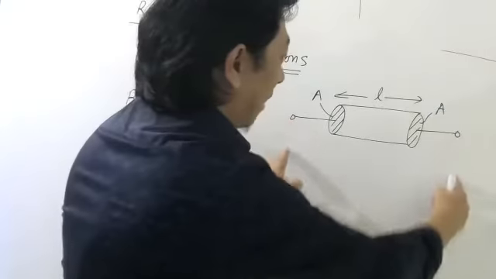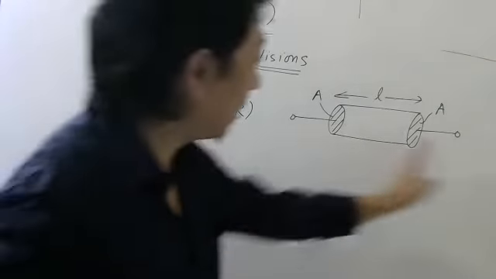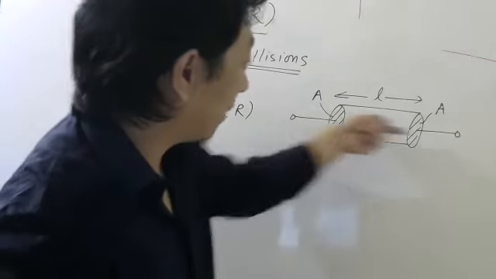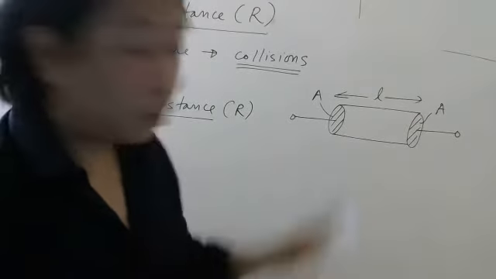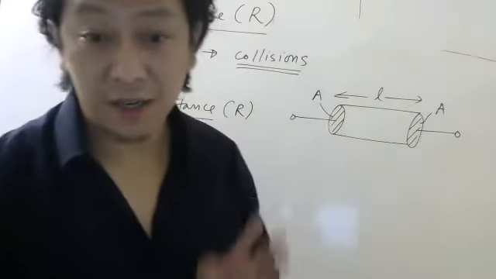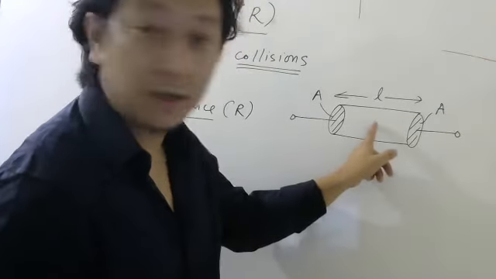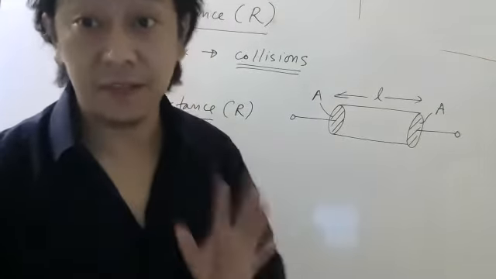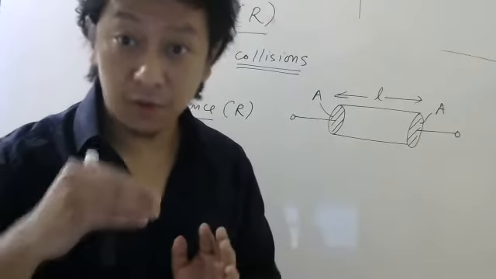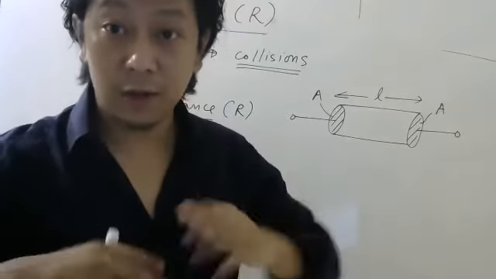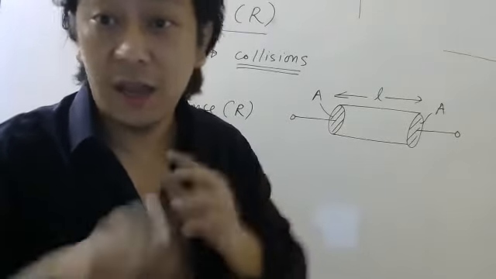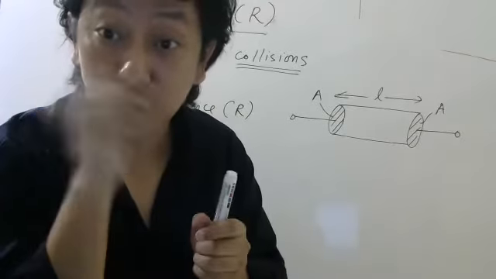So if I connect a battery here, then there will be current, right? But whether there is a battery or no battery, this wire will have some resistance. It means if current flows, if you connect a battery, this wire will try to oppose the current, and it opposes through those collisions.